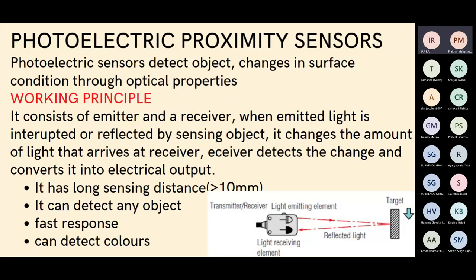So next we have photoelectric proximity sensors. They also have almost the same working principle as acoustic sensors. They are useful in detecting objects and changes in surface conditions through optical properties. Their working principle involves an emitter and a receiver. The emitter emits light and the receiver receives the light, and it gets interrupted or reflected by the sensing object. So it changes the amount of light that arrives at the receiver. The intensity of light changes, and this change is detected by the receiver and converted into an electrical output. This part is the same for all the proximity sensors: some change is detected and it is converted into some electrical output.